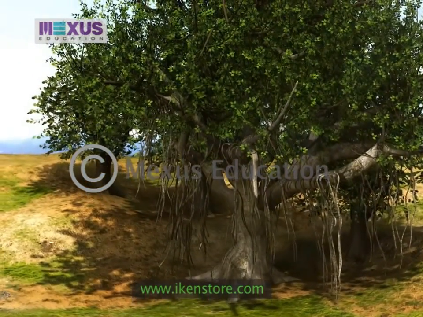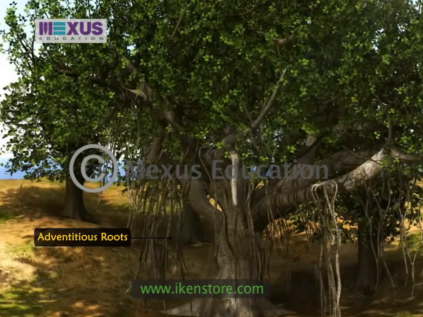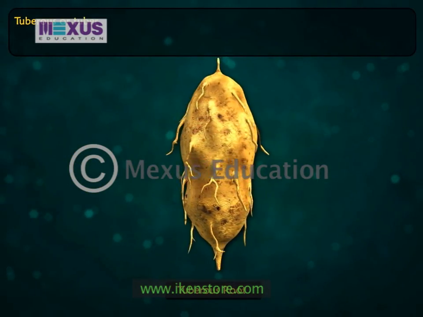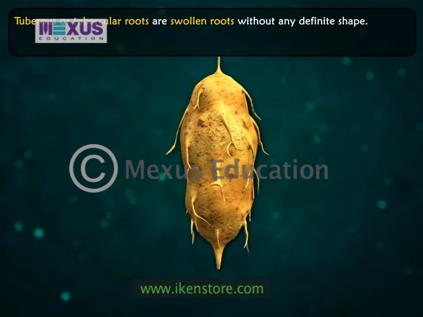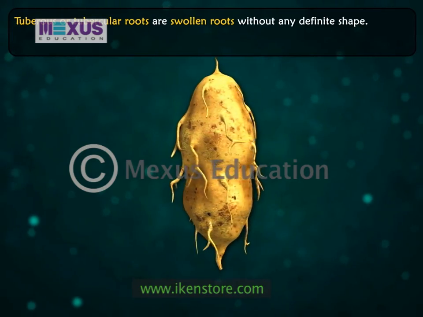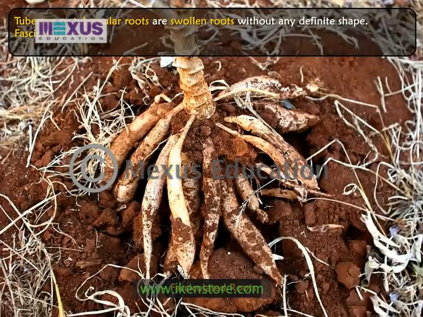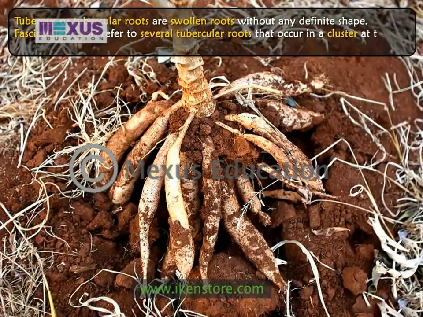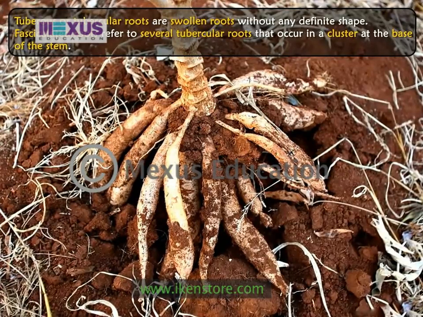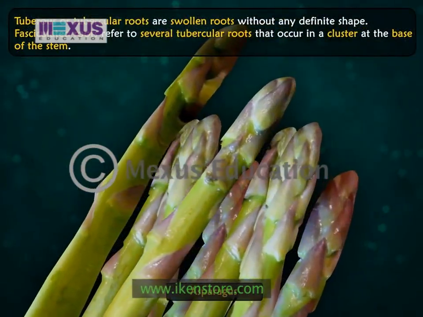Let us look at the modifications of adventitious roots for storage of food. Tuberous or tubercular roots are swollen roots without any definite shape. For example, in case of sweet potato. Fasciculated roots refer to several tubercular roots that occur in a cluster at the base of the stem. For example, in case of asparagus.